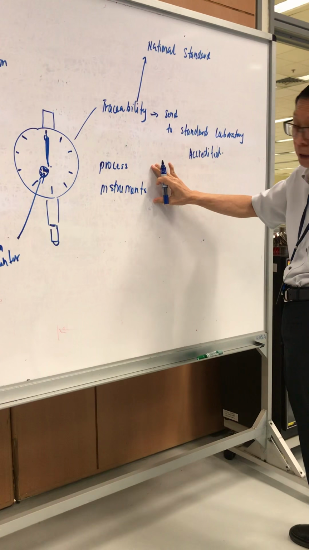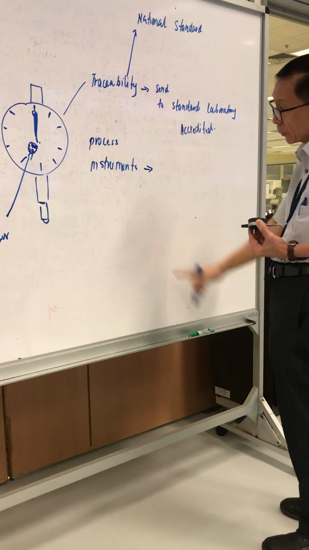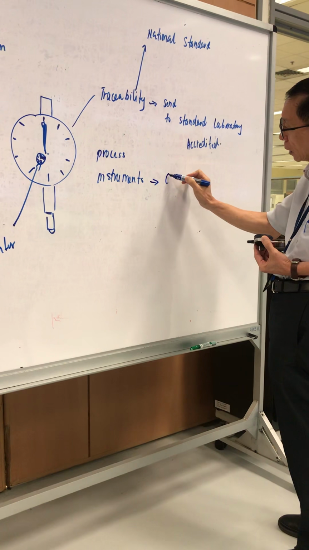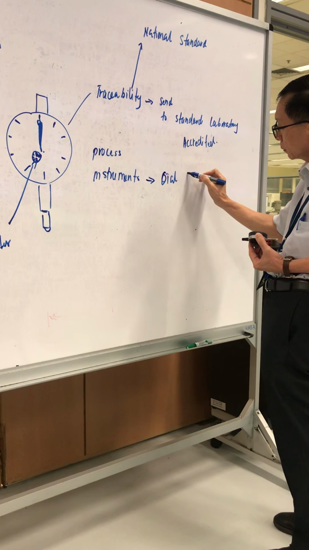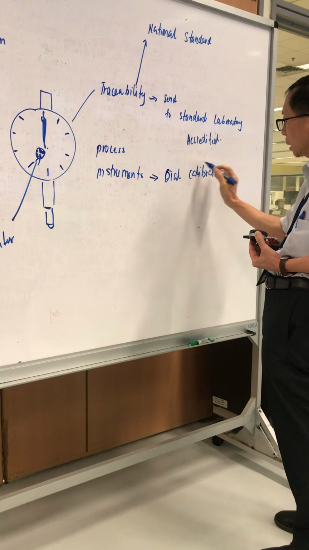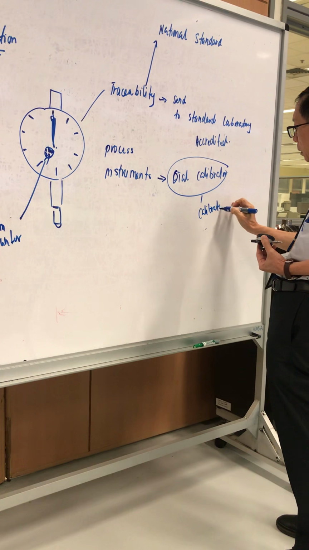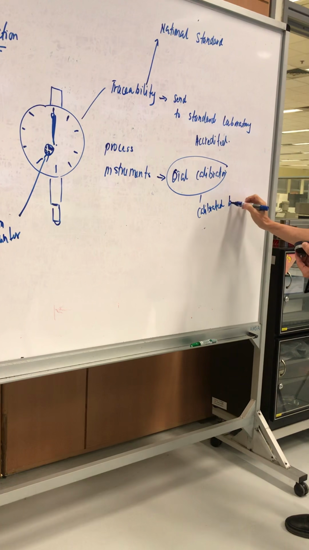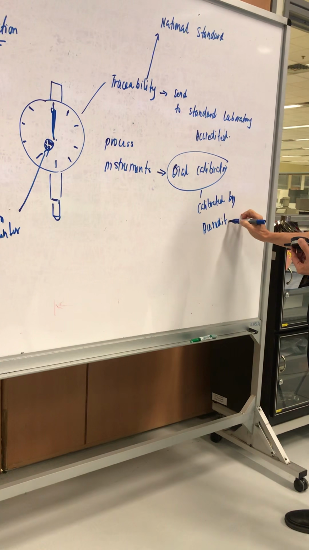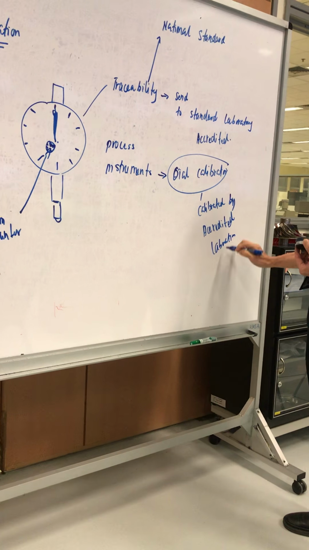Or you want to calibrate yourself. We are calibrating ourselves, right? We need to select an instrument. This is a process instrument, right? We need to select a calibrator, a dial calibrator, and this dial calibrator must be calibrated by an accredited laboratory. So in this case, we send it to Mitutoyo.